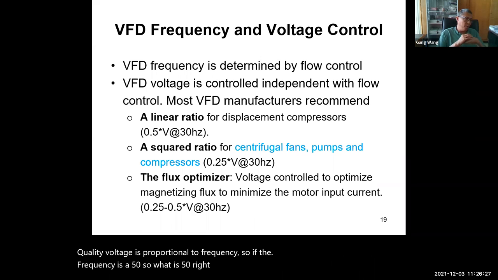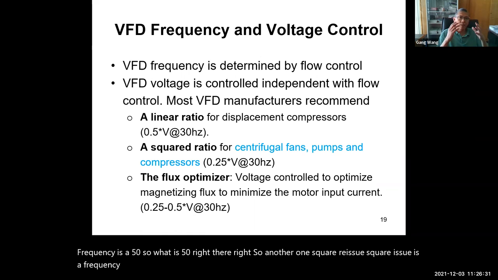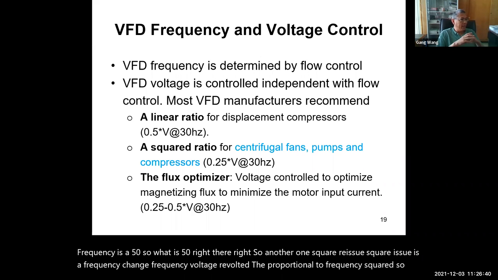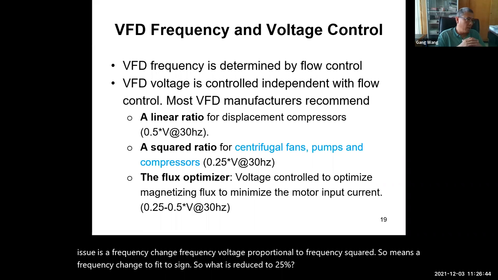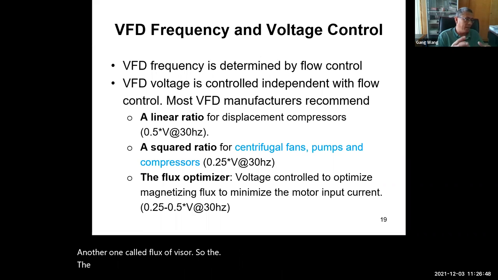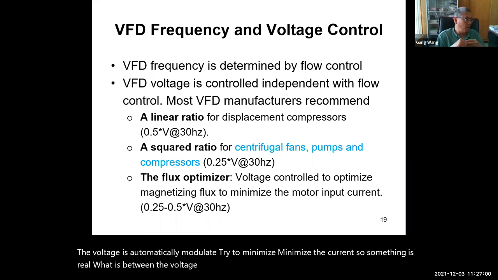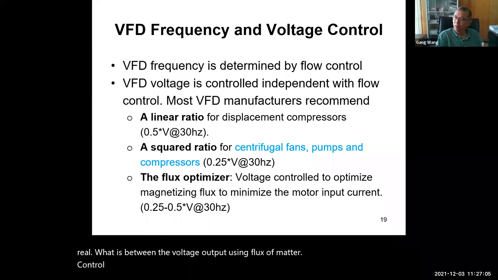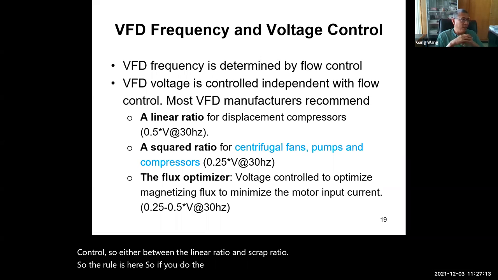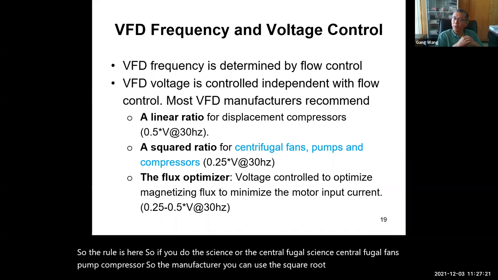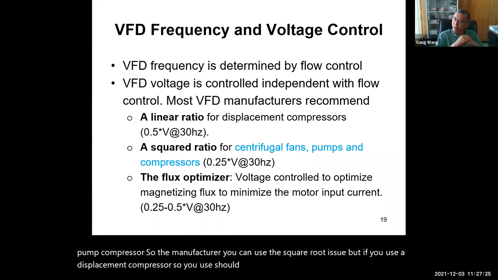Another one is square ratio. Voltage is proportional to frequency squared. So if frequency changes to 50%, voltage is reduced to 25%. Another one is called flux optimizer. The voltage is automatically modulated to try to minimize the current. The real voltage output with flux optimizer control is between the linear ratio and square ratio. So the rule is: for centrifugal fans, pumps and compressors, the manufacturer recommends a square ratio. But if you use a displacement compressor, you should use the linear ratio.